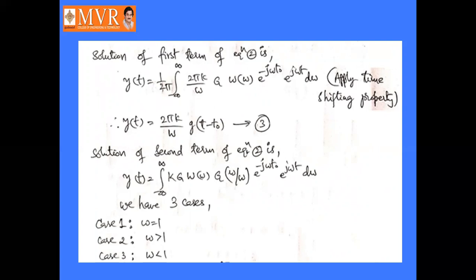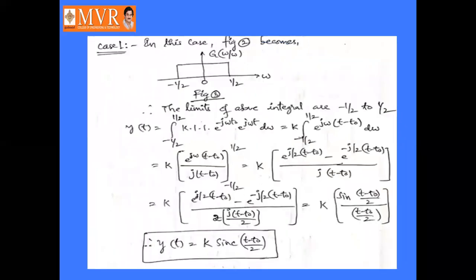Now the solution of the second term of equation number 2 is y of t equal to integral minus infinity to infinity kg into w of omega into g of w of omega into e power minus j omega t naught into e power plus j omega t d omega. Here we have three cases. Case 1, here we are considering omega equal to 1. Case 2, omega is greater than 1, and for case 3 omega is less than 1.